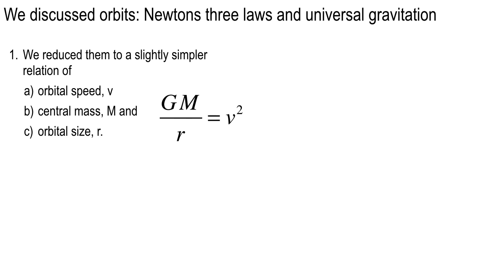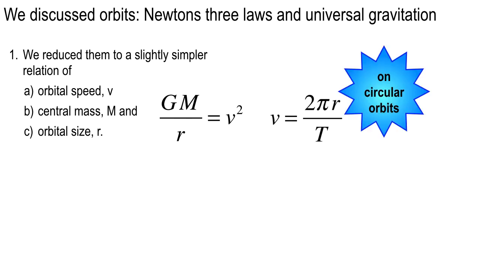It's a v squared equation, but that's what it is. That allows us to figure out the relationship between orbital size and orbital speed. Or, if we want, orbital period and orbital size. So the orbital speed on a circular orbit anyways is 2 pi r, 2 pi times the radius, divided by the orbital period, capital T.